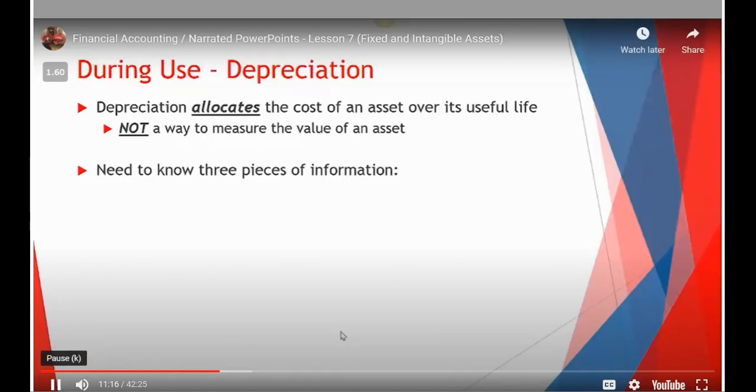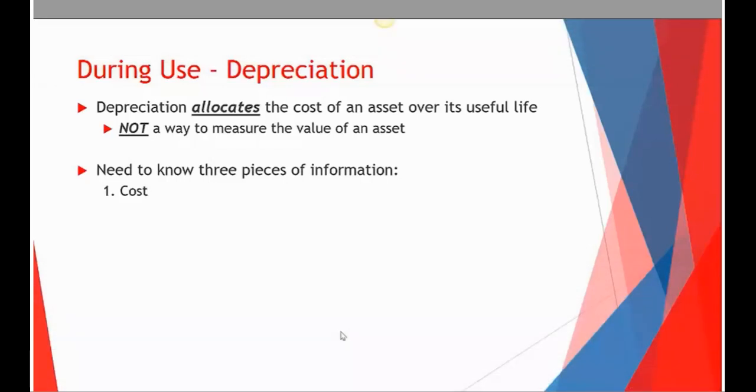So in order to actually record a depreciation, we need to know 3 different pieces. 1, what is the cost? We talked about that, all the different things that you can include in the cost. 2, how long do we think we are going to use it? What is a useful life to us? Maybe we buy a car, we say we're gonna use it for 5 years.